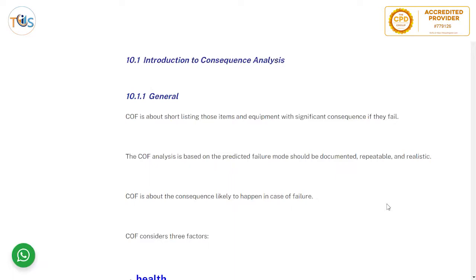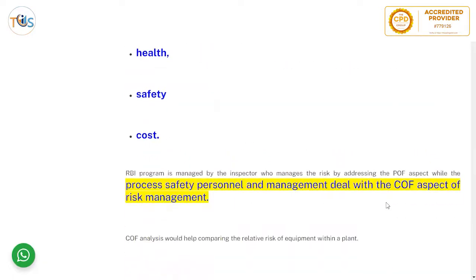COF considers three factors: health, safety, and cost. Because they all cost money eventually. The RBI program is managed by the inspector, who manages the risk by addressing the probability of failure. So the inspection is more concerned about the probability of failure aspect, while the process safety personnel and management deal with the consequence of failure aspect of risk management.